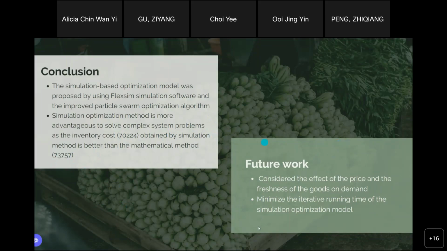For our future work in this study, we should consider the effects of the price and the freshness of goods on demand, as the variety of price and the freshness of goods will affect the demand. Besides, minimizing the iterative running time of the simulation optimization model will help to reduce unnecessary iterations and also help to save more time.